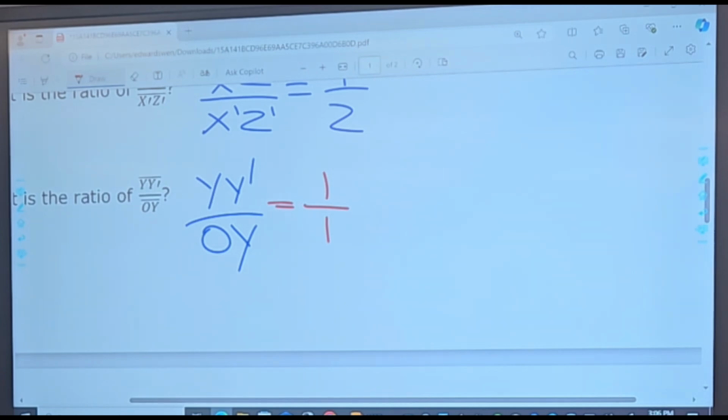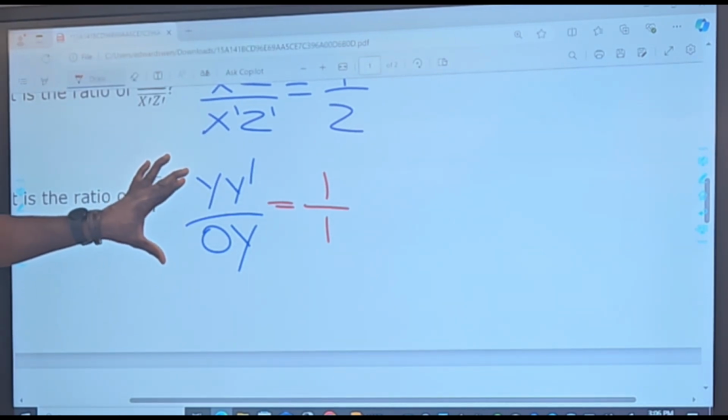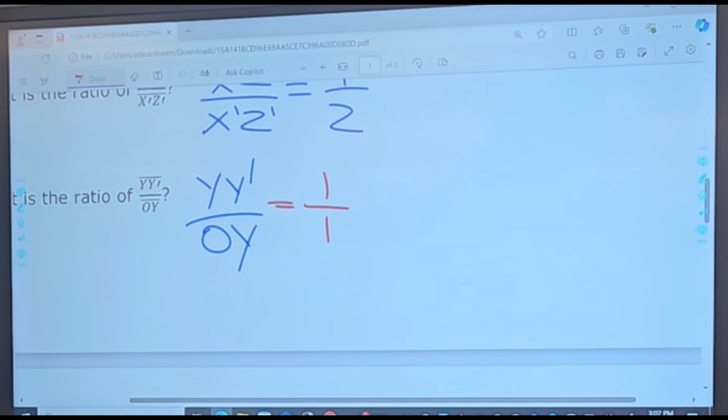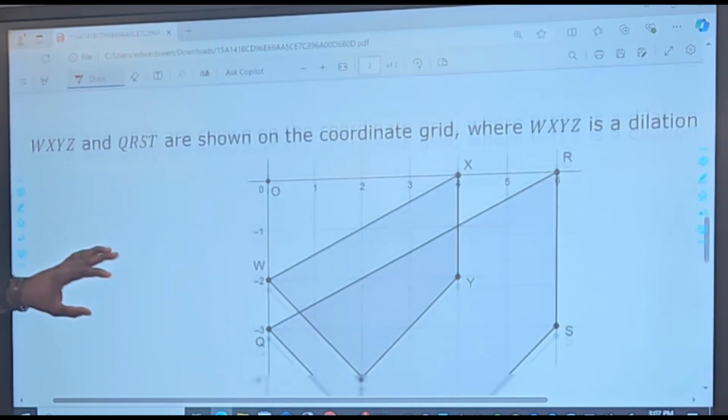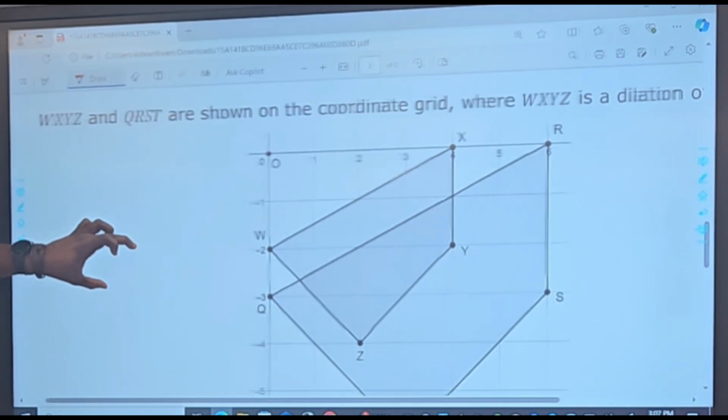Got it? So for this one, sometimes you have to look to see what's going on. Based on the scale factor, we will be able to split up the lines and then make conclusions, right? So in this case, we saw that this is 1 to 1, because Y is in the middle. All right, let's go to the next segment here.